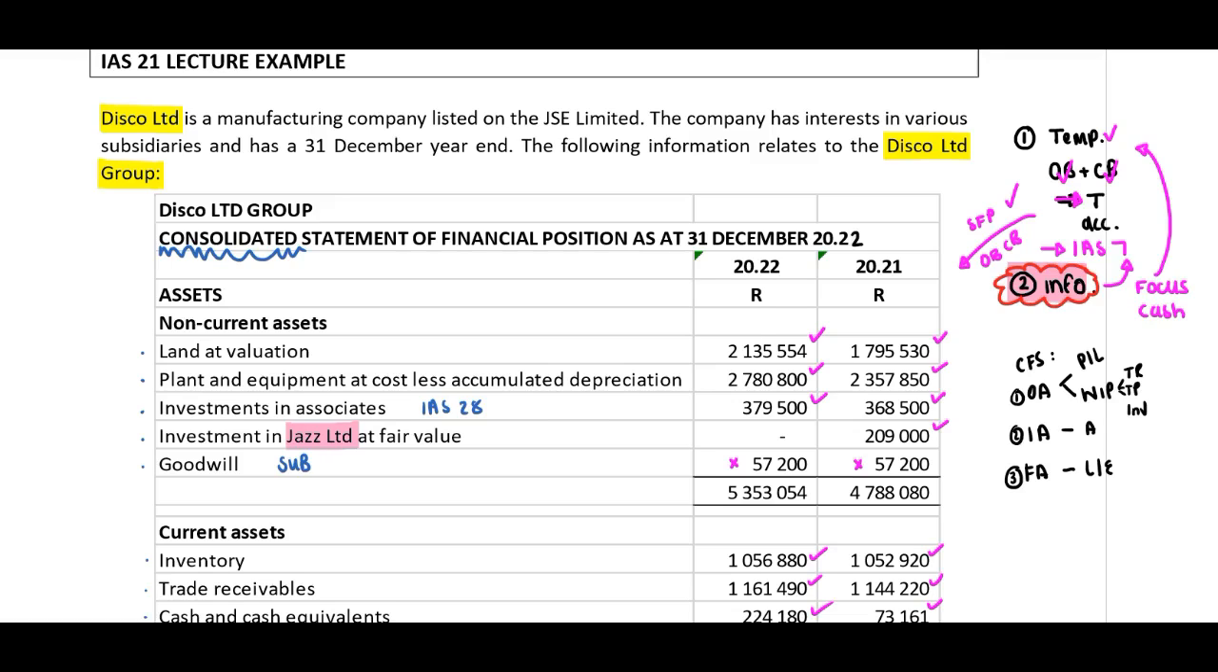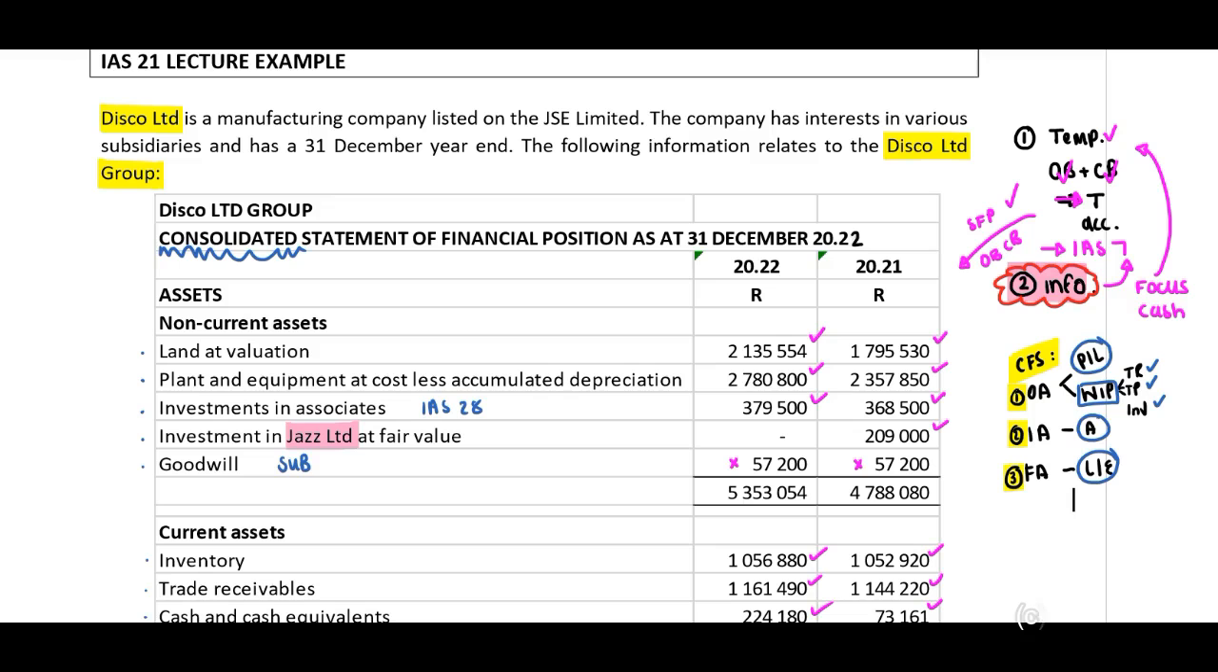Now, when you look at your cash flow statement, remember your cash flow statement will be divided into your operating activities, your investing activities, and your financing activities. When we look at our operating activities, this will include our profit and loss line items and our WIP, which includes our trade receivables, payables, and our inventory movement. When we look at our investing activities, we need to focus on the assets from our statement of financial position, and our financing activities, the liabilities and equity.